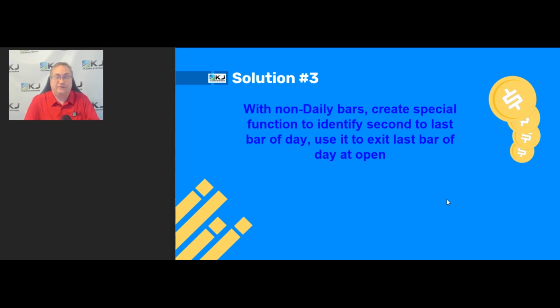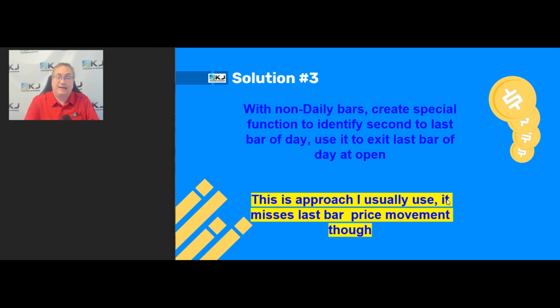The problem with it is if you have big bars, you're going to give up that last bar of price movement. So if you have 120-minute bars and you use this approach, you're going to exit 120 minutes before that last bar of the day closes. So you're going to miss out on some of that closing price action, which a lot of people like. But this is another way to do it.